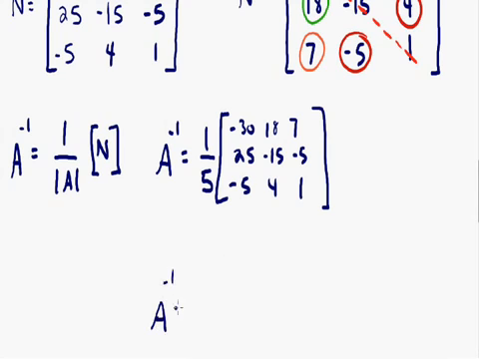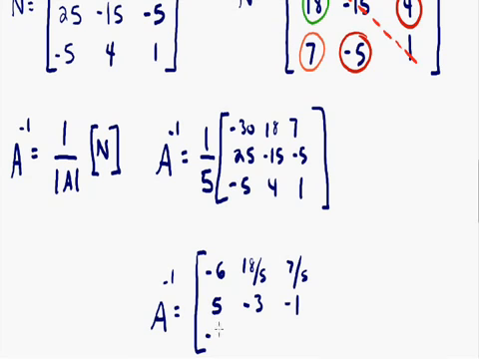The inverse of matrix A is equal to 1 over 5 times negative 30, which is negative 30 over 5, or negative 6. 1 over 5 times 18 is just 18 over 5. 1 over 5 times 7 is equal to 7 over 5. 1 over 5 times 25 is 25 over 5, or just 5. 1 over 5 times negative 15 is negative 15 over 5, or negative 3. 1 over 5 times negative 5 is negative 5 over 5, or just negative 1.